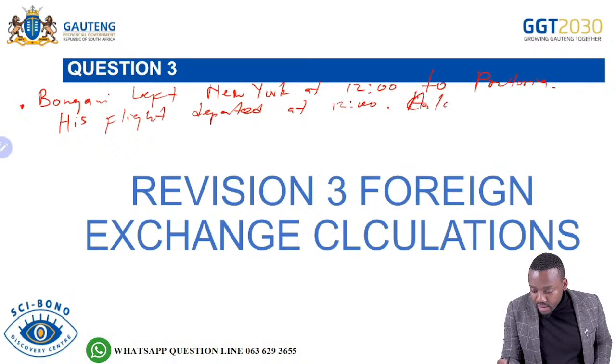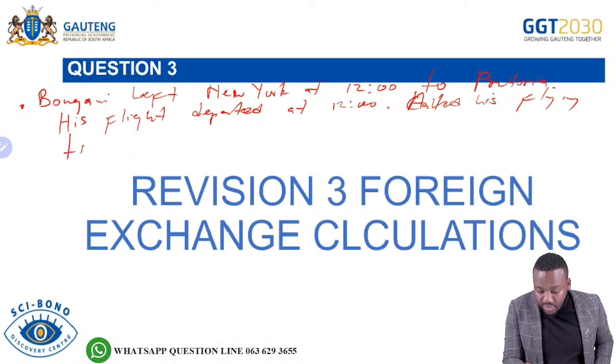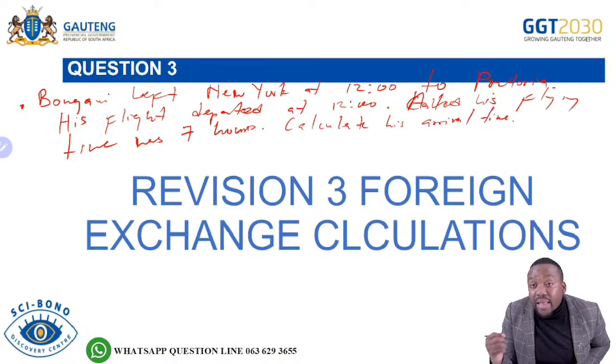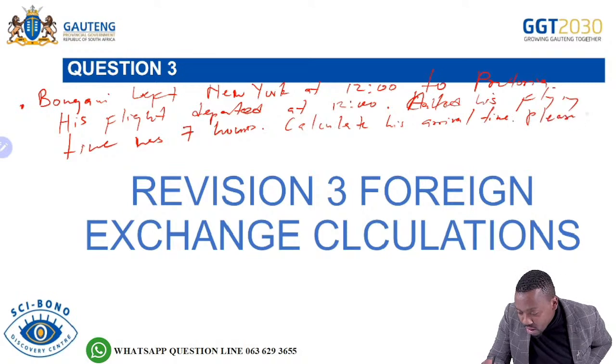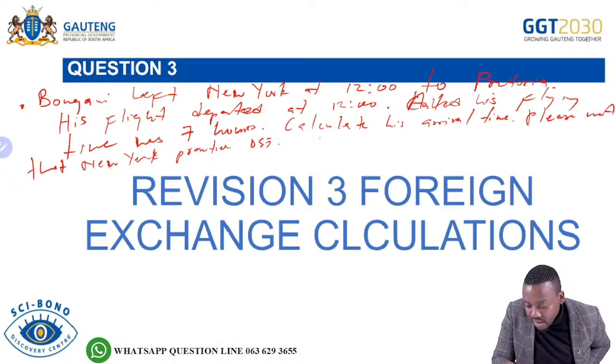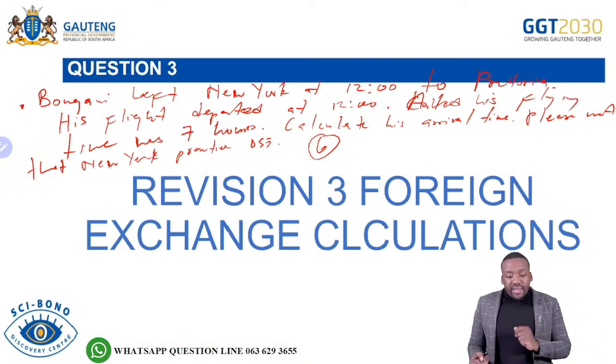Calculate, and his flying time was 7 hours. Then I say calculate his arrival time. Then I will say, please note that New York practices DST, then 6 months. Let's start again.